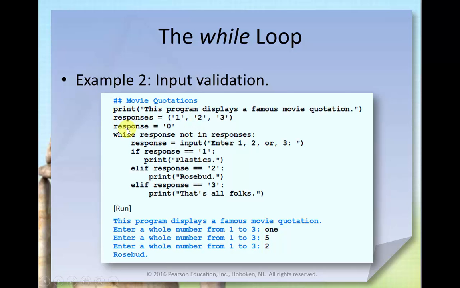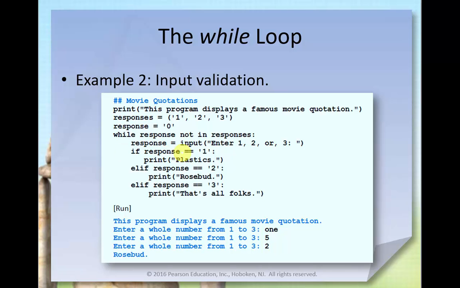This is a second variable called response, singular, not plural, which is set equal to the character 0. So our while loop says while response not in responses, and this is a little syntactically more challenging thing to wrap your head around, but it makes sense if you just think about it from an English standpoint. While 0 is not in this list up here, we ask a user to input one of these characters, 1, 2, or 3, and we assign that to the response variable.